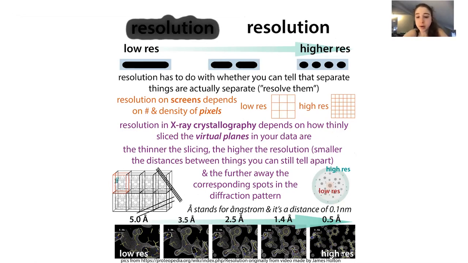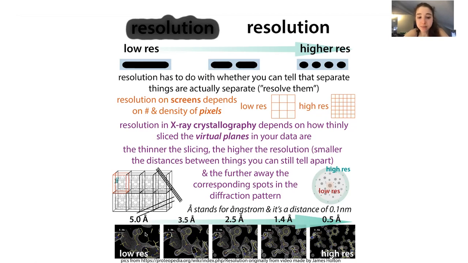If you have a really nicely ordered crystal, a really nicely behaving protein, and good data, you're able to get really high resolution data. Resolution refers to the closest two things can be before you can still tell them apart, so a lower number is a higher resolution and better. When you get to really low resolution, so really high numbers in angstroms, it's really hard to make out what's there.